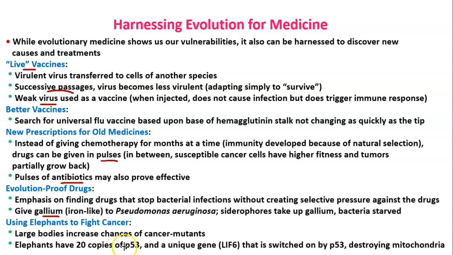Elephants have 20 copies of P53, and they have a unique gene called LIF6 that is switched on by P53. And when that gene is switched on, it destroys the mitochondria of cancer cells. So, by understanding what has evolved in large animals like elephants and whales to help them not get cancer, we might be able to harness some of that molecular biology to help us also destroy cancer cells and not allow cancer to take us over in our older age that has left us vulnerable to diseases because of our evolutionary history.